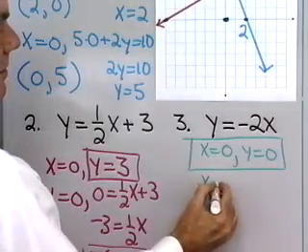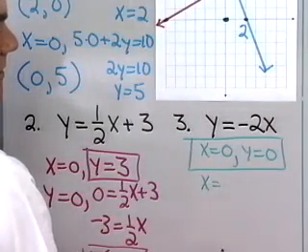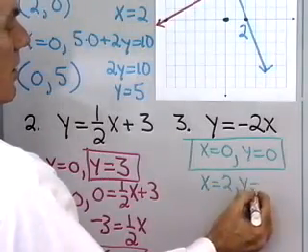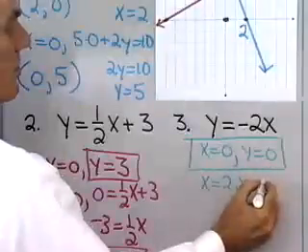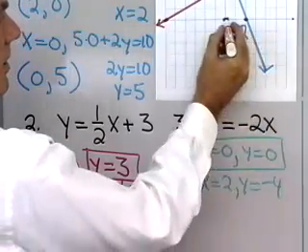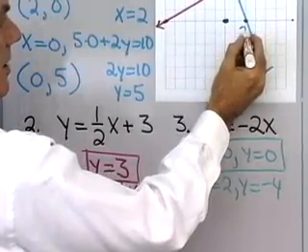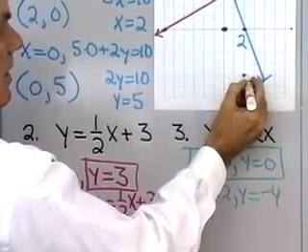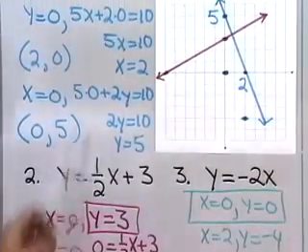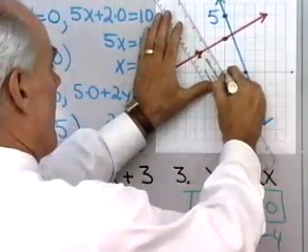Let's just pick any arbitrary value of x. Let's say x is equal to 2. When x is equal to 2, y is equal to negative 2 times 2, which is negative 4. So x is 2, y is negative 4. X equal 2, y is equal to negative 1, 2, 3, 4. That's that point. I'll draw a line between those 2 points, and that will be the graph of y equal negative 2x.